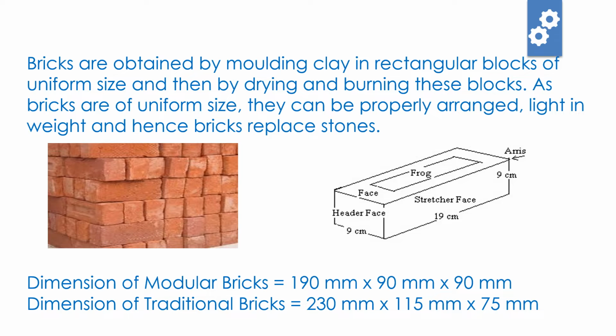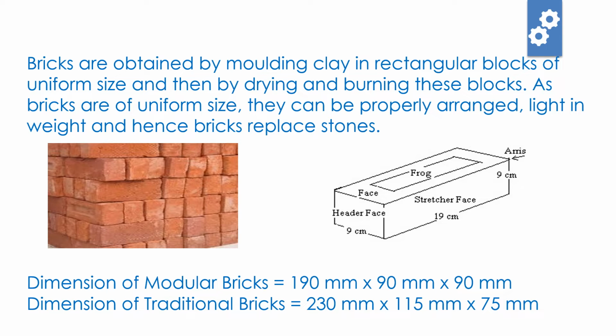Bricks are obtained by molding clay in rectangular blocks of uniform size and then by drying and burning these blocks. As bricks are of uniform size, they can be properly arranged and are light in weight, and hence bricks replace stone. The dimension of modular bricks is 190 mm by 90 mm by 90 mm. The dimension of traditional bricks is 230 mm by 115 mm by 75 mm. In India, we generally find traditional bricks, and we use traditional bricks in construction work.